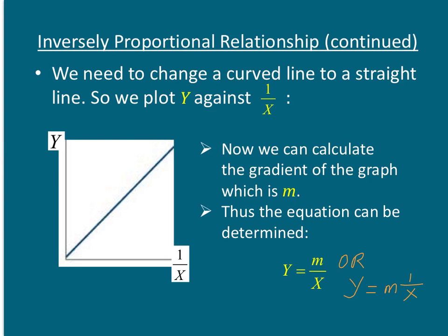Inversely proportional relationship continued. We need to change the curved line into a straight line as per normal, and we plot y versus 1 over x, and we get a straight line that goes through the origin. Draw a step to work out the gradient m, and then we can write y equal to m over x, or y equal to m times 1 over x.